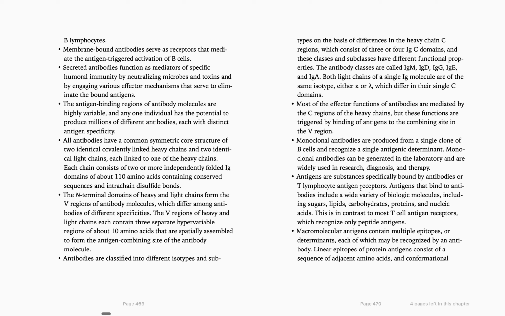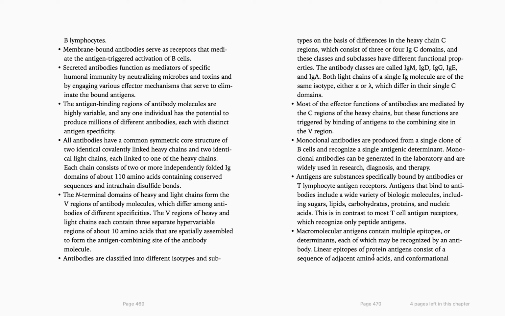Antigens are substances specifically bound by antibodies or T lymphocyte antigen receptors. Antigens that bind to antibodies include a wide variety of biological molecules, including sugars, lipids, carbohydrates, proteins, and nucleic acids. This is in contrast to most T-cell antigen receptors, which recognize only peptide antigens. Macromolecular antigens contain multiple epitopes or determinants, each of which may be recognized by an antibody.